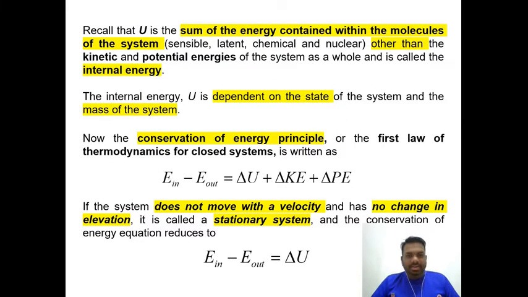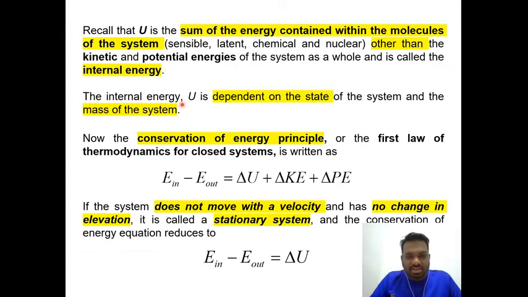We can read here. Recall that U is the sum of the energy contained within the molecules of the system. For internal energy, we know there are four types: sensible internal energy, latent internal energy, chemical internal energy, and nuclear internal energy. All that sums up as U. And we have kinetic energy, KE, and potential energy, PE. We need to understand that.